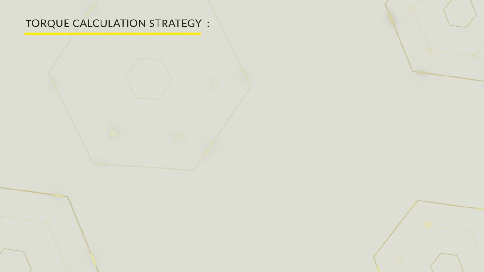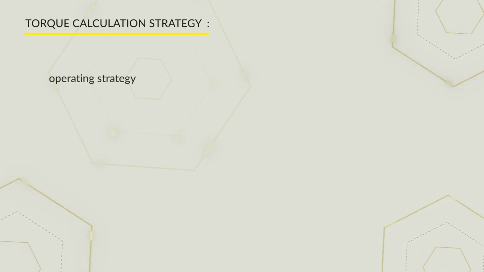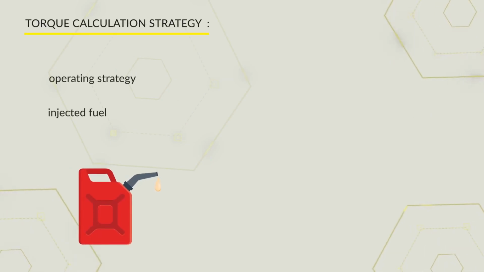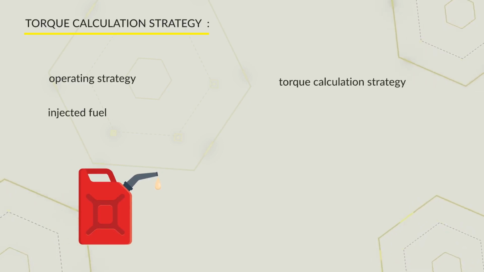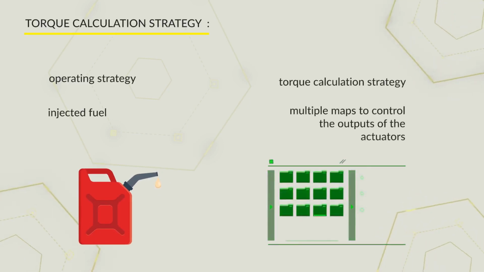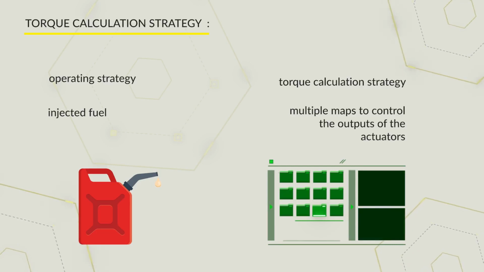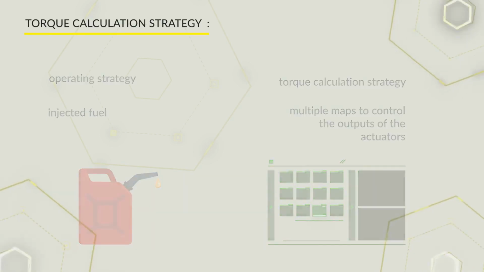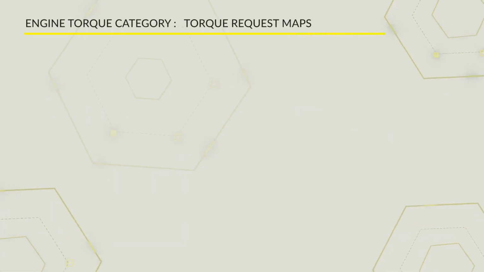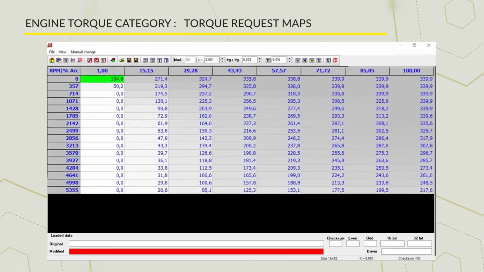In the video concerning the operating strategy, which considered only the injected fuel, we saw that the torque calculation strategy uses multiple maps to control the outputs of the actuators. Let's explore them together. Starting from the engine torque category, let's analyze the torque request maps.